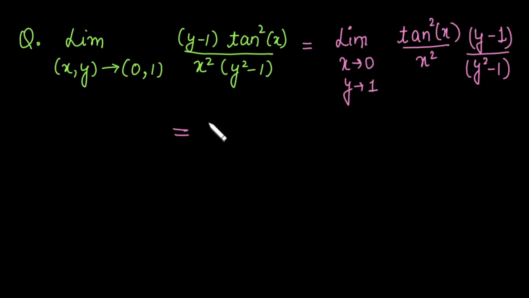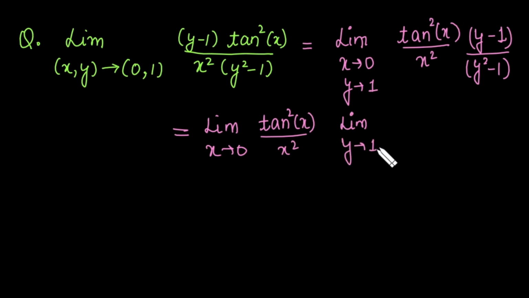This can be further written as limit x approaches to 0 tan square x by x square into limit y approaches to 1 y minus 1 upon y square minus 1. As this is not depending upon y, so we have taken the limit with respect to x, and this is not depending upon the x, so we are taking the limit with respect to y. Now it is converted into one variable.